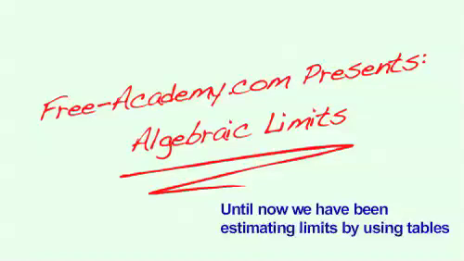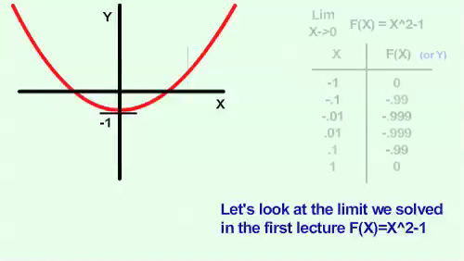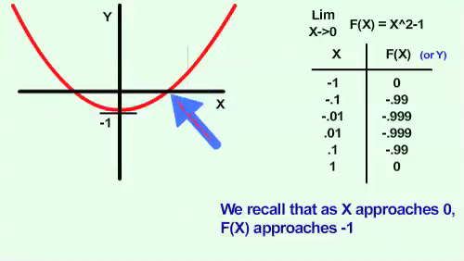Until now, we have been estimating limits by using tables. It is now time to learn how to solve limits algebraically. Let's look at the limit we solved in the first lecture, f of x equals x squared minus 1. We recall that as x approaches 0, f of x approaches negative 1.